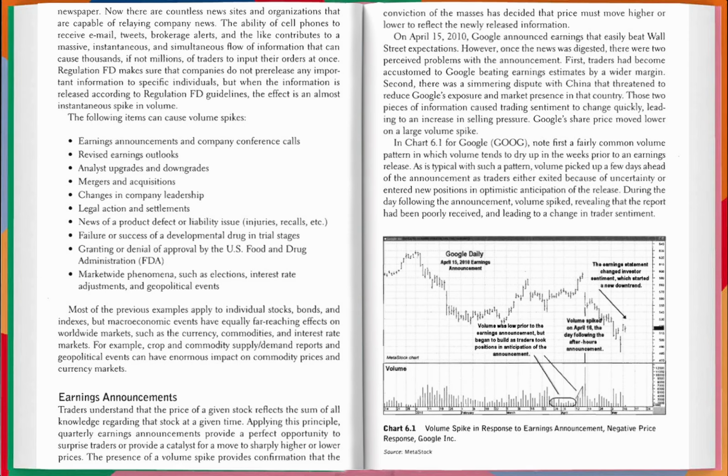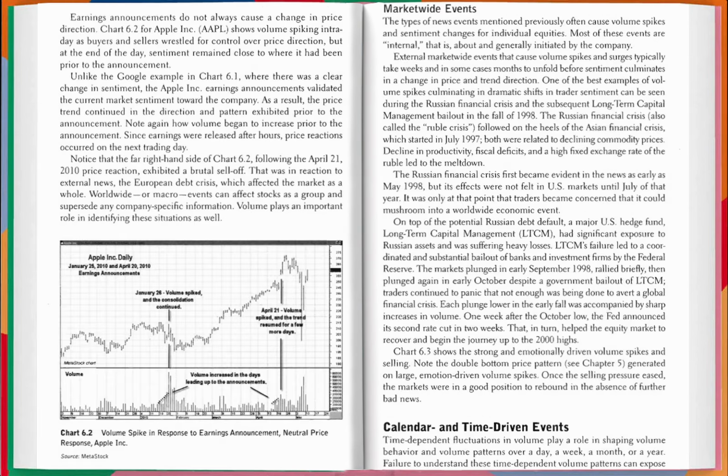In Chart 6.1, for Google (GOOG), note first a fairly common volume pattern in which volume tends to dry up in the weeks prior to an earnings release. As is typical with such a pattern, volume picked up a few days ahead of the announcement as traders either exited because of uncertainty or entered new positions in optimistic anticipation of the release. During the day following the announcement, volume spiked, revealing that the report had been poorly received and leading to a change in trader sentiment.